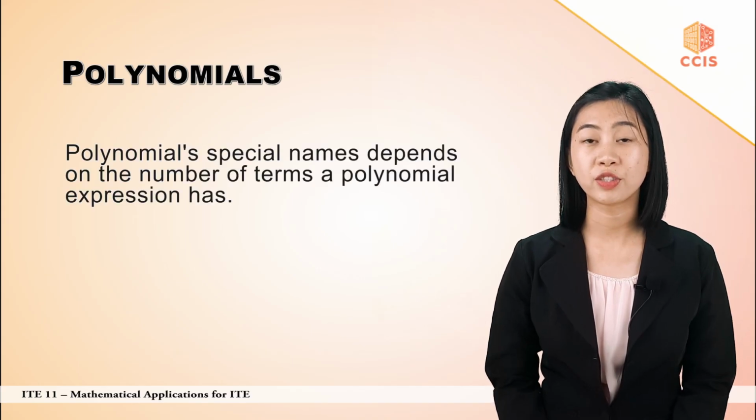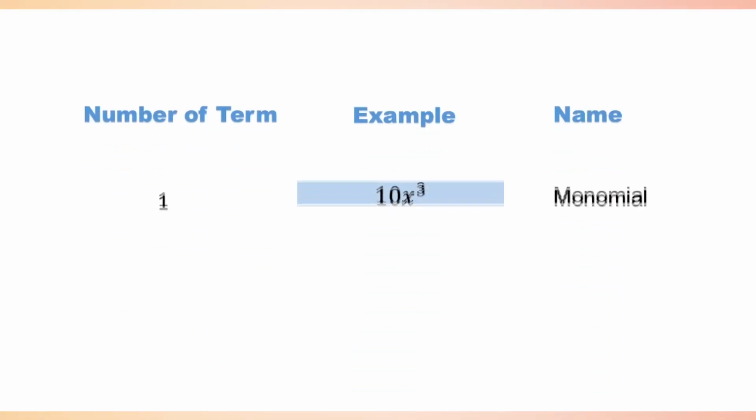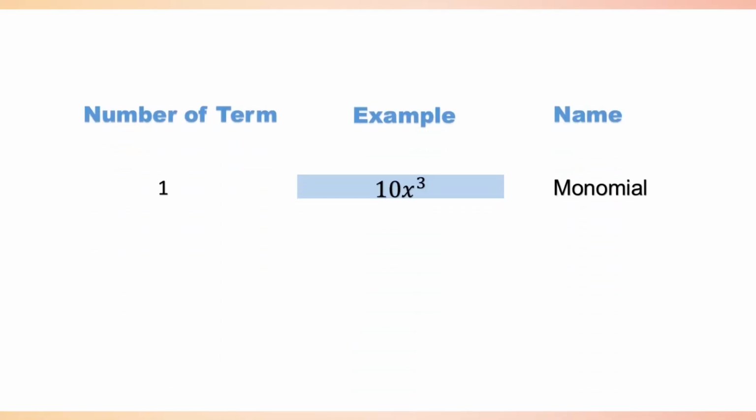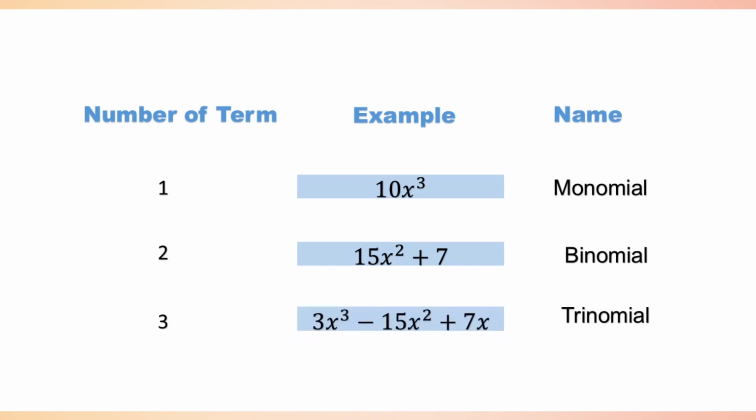Polynomials also have special names, depending on the number of terms a polynomial expression has. A polynomial that only has one term is called a monomial. A polynomial that has two terms is called a binomial, and trinomial for 3 terms.